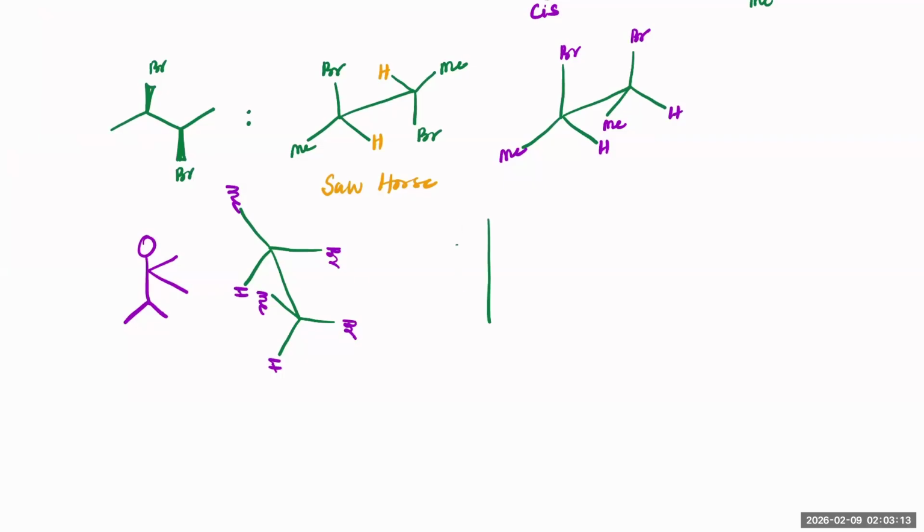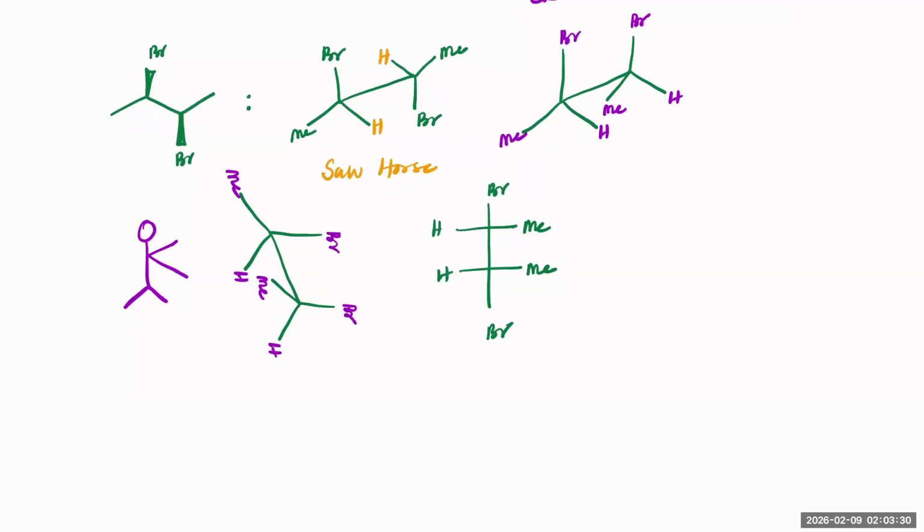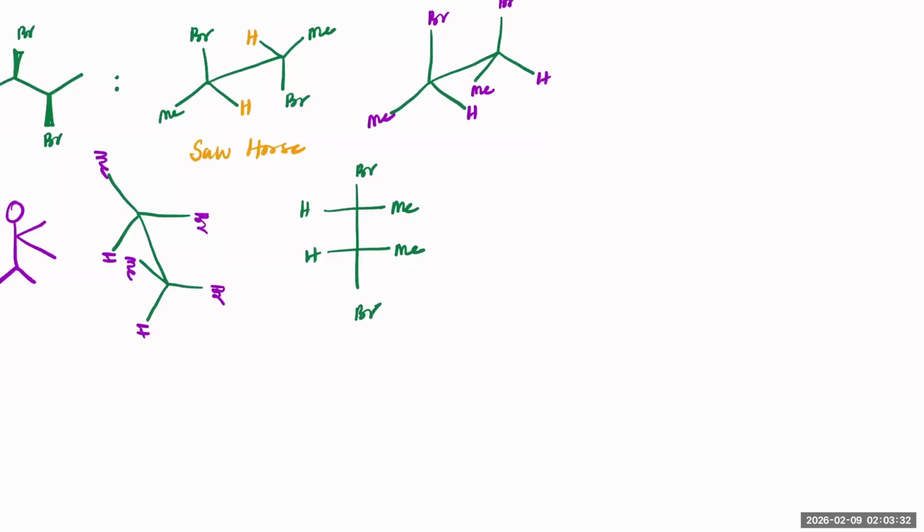A line will be observed where bromine is up, and then methyl is coming out of the plane. So methyl will be on the right, and H will be on the left. This is how it appears. And this is the Fischer projection.